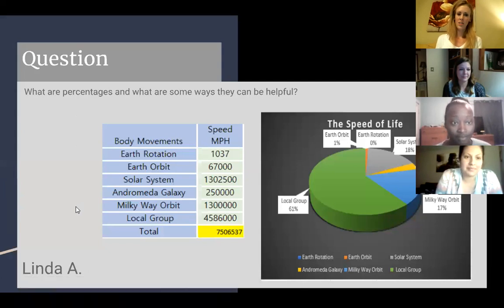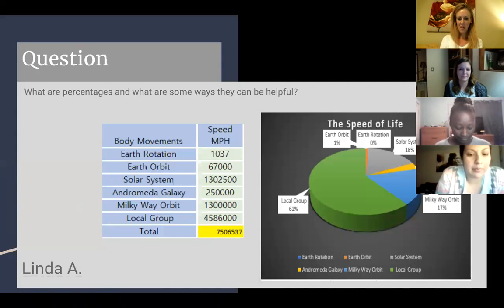Linda, what are percentages and what are some ways they can be helpful? Okay, a percentage is a rate, number, or an amount in each 100. Percentages can be extremely useful when dealing with large numbers. They can also be useful when you want to get an idea of how big or small something is by comparing percentages. We can use percentages when we deal with money, food, banks, or even buying a home. We use percentages in our lives every day.